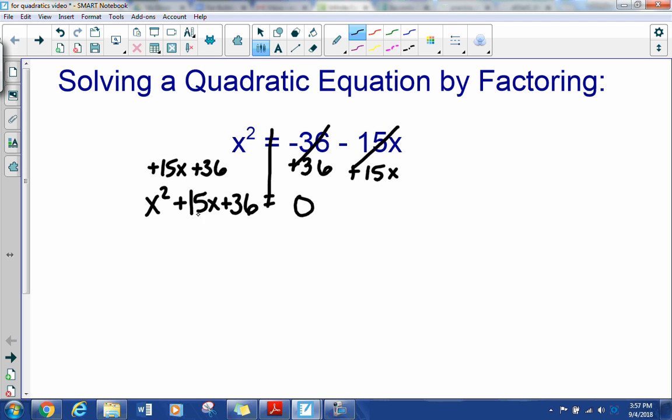Now that I have everything on one side, I can factor this quadratic trinomial. You may remember using our little x game. Since there's no coefficient in front of the x squared, or it's a 1, that means the positive 36 is what goes up top in our x game. The positive 15 is what goes in the bottom. And so I'm looking for two numbers that will multiply to make 36, but add to make 15.